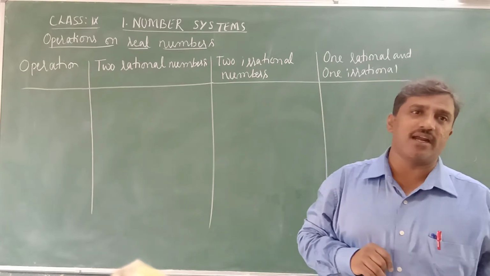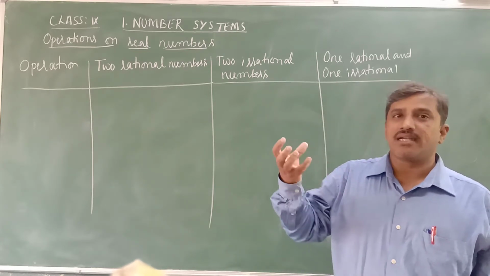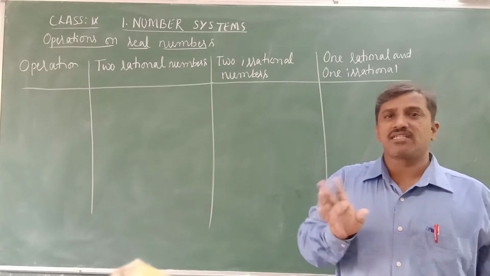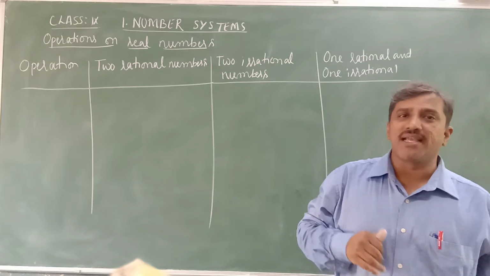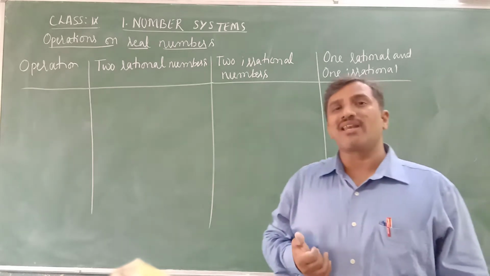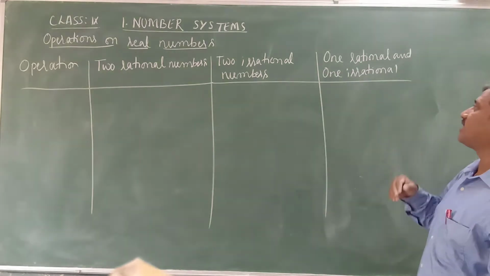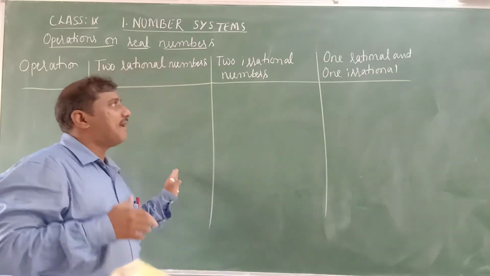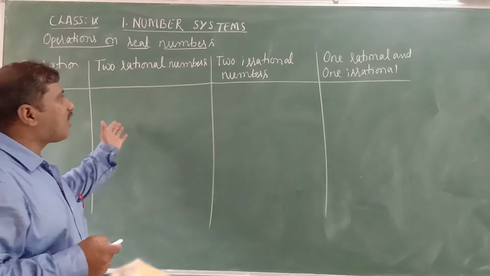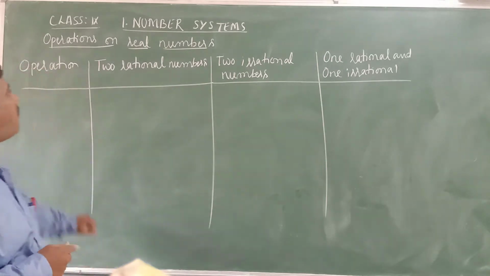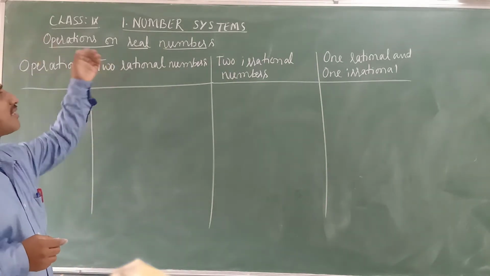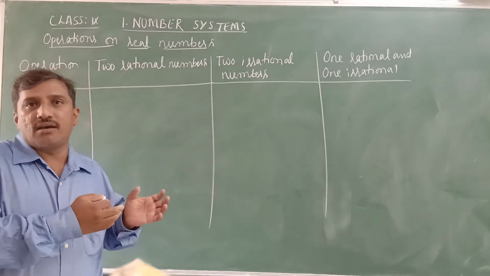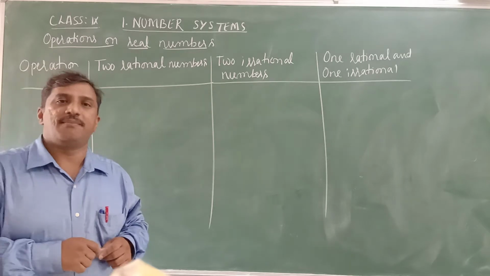Now we are going to discuss the closure property, that is the sum of two irrational numbers, the difference of two irrational numbers, the multiplication of two irrational numbers and the division of two irrational numbers, or one rational and one irrational number. What will be the nature of those numbers, whether they are rational or irrational, we are going to discuss in this chapter, that is operations on real numbers. Especially we will concentrate on irrational numbers because we have already covered rational numbers.